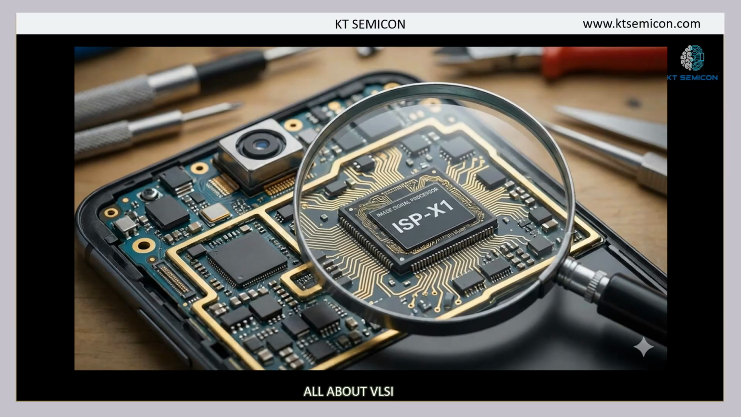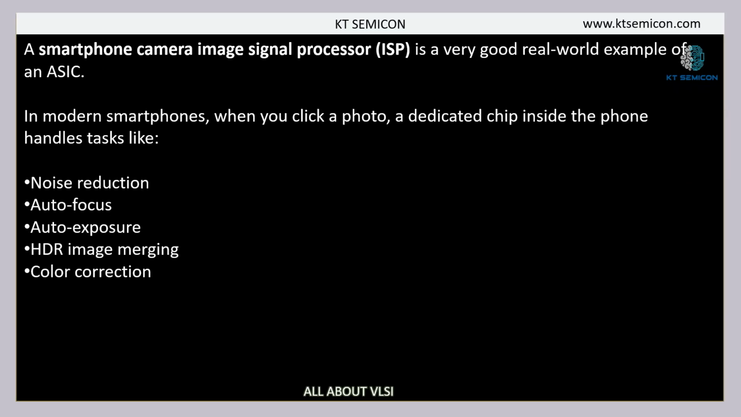This is one example where you can see an ASIC, like your mobile phones. This is a very good example. In our smartphone camera, we use one ASIC chip, which is an image signal processor. Its features are noise reduction, autofocus, auto exposure, HDR image merging, and color correction. If we need to develop a chip for this particular application and prefer an ASIC chip, then it is only for this application, and its features will be these features.